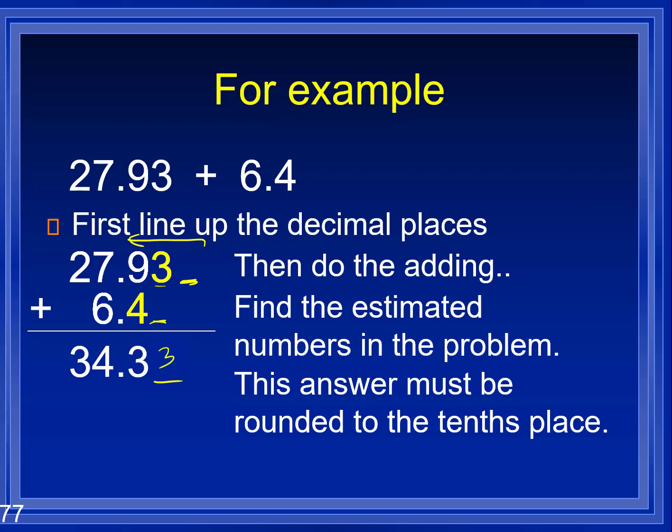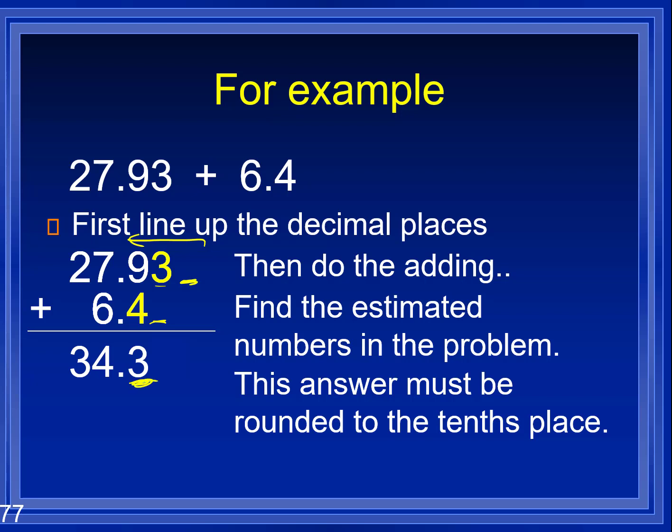We don't know it's a 3. Because 3 plus I don't know doesn't equal 3. 3 plus I don't know equals I don't know. Okay. Everybody comfortable with that? Okay. And that means this 3 is the estimated number.